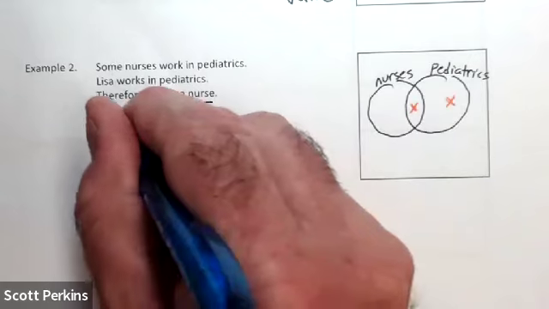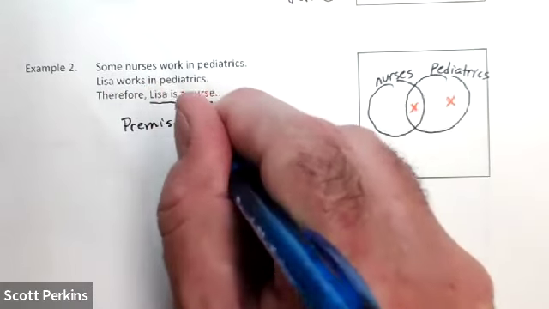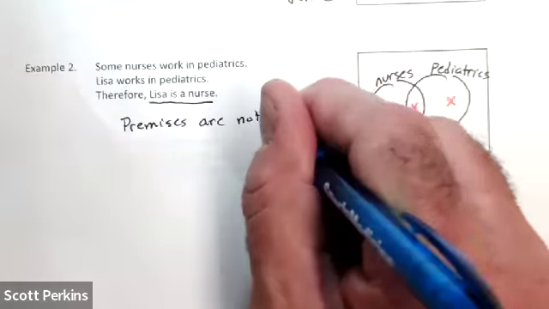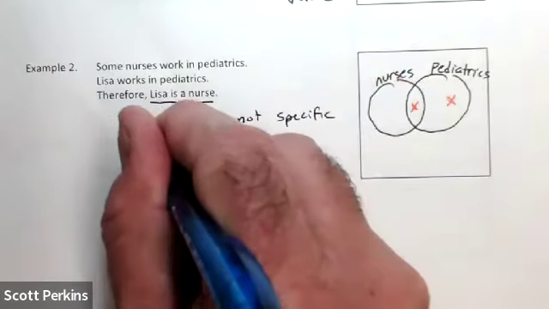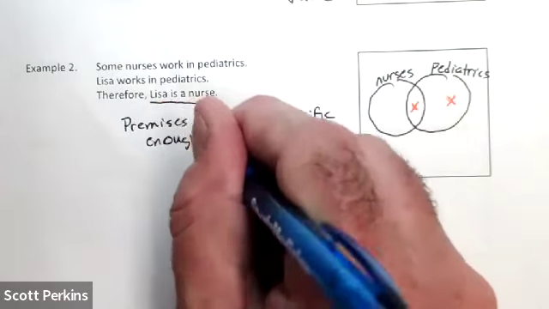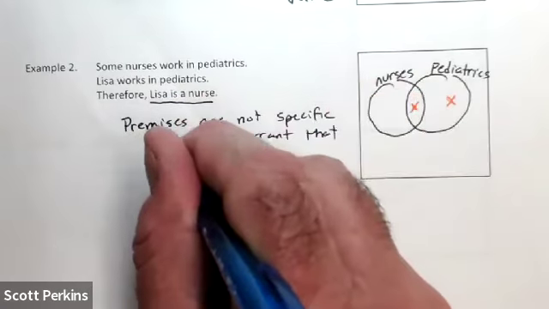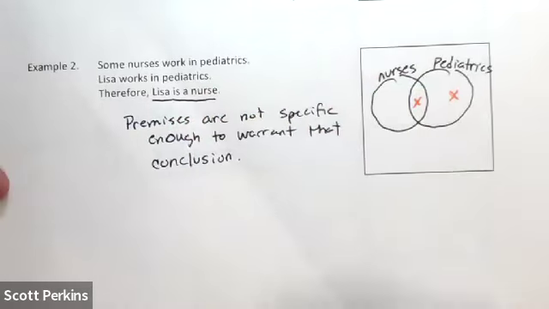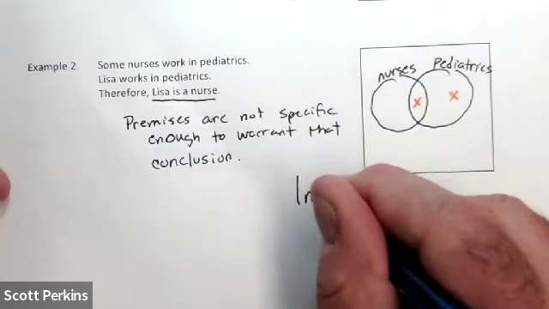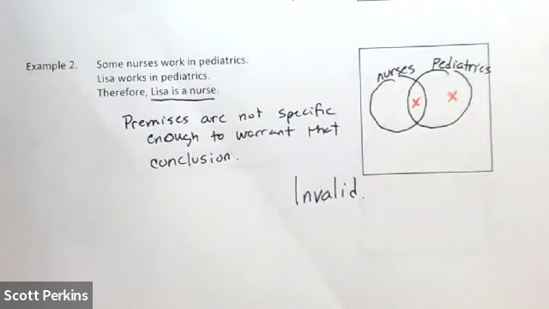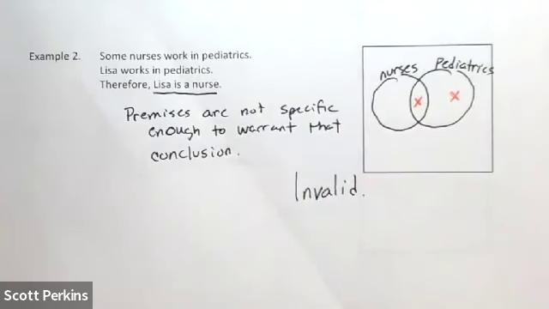All right. So I'm just going to write that little statement. The premises are not specific enough to warrant that conclusion. And so then the conclusion we come to is that the argument is invalid. I'm going to give you a moment to catch up to my writing there, because that's kind of the key bit of information for this section, being able to identify when there's only one conclusion that you can come to, or when the drawing would allow you liberty in more than one conclusion.